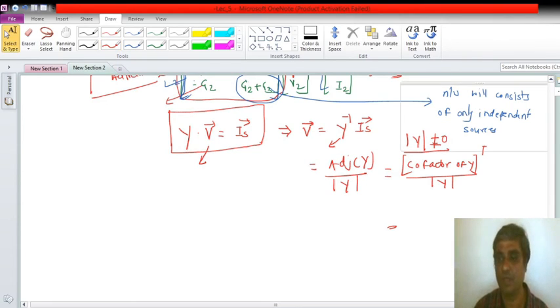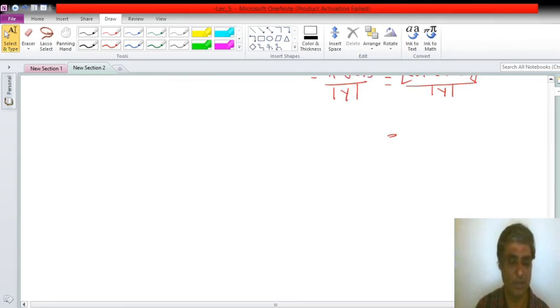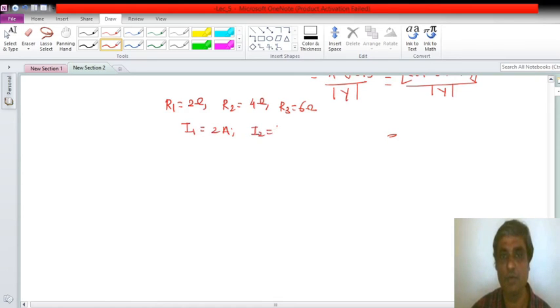So first we'll clear this. I'll take some numerical values for the same example and we'll solve that. Suppose my R1 value is 2 ohm, R2 value is 4 ohm, R3 is 6 ohms, and my first current I1 is 2 ampere and I2 is 4 ampere, for example. Now let us solve it.